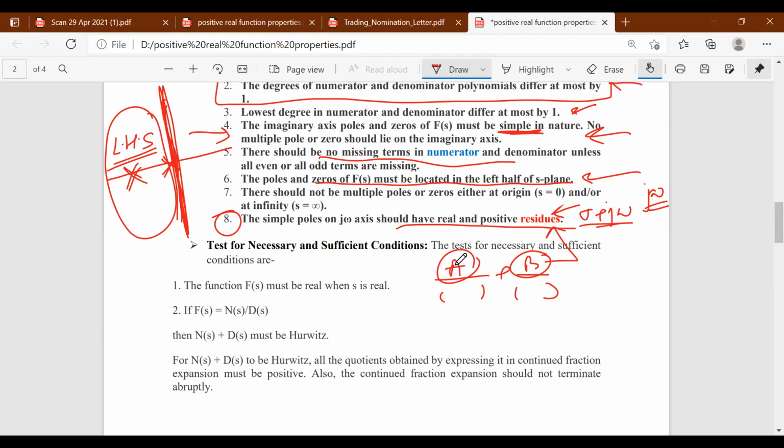Now we come to the next set of properties that you need to calculate. These were only by inspection. You will look for all these properties that I just discussed, and then you can say that it can be a positive real. But you have to do some numerical part to know exactly whether it is positive real or not.